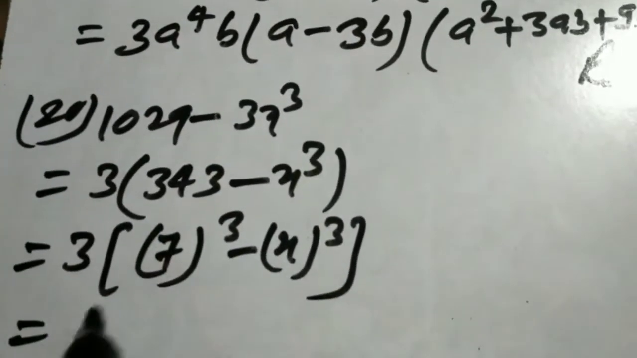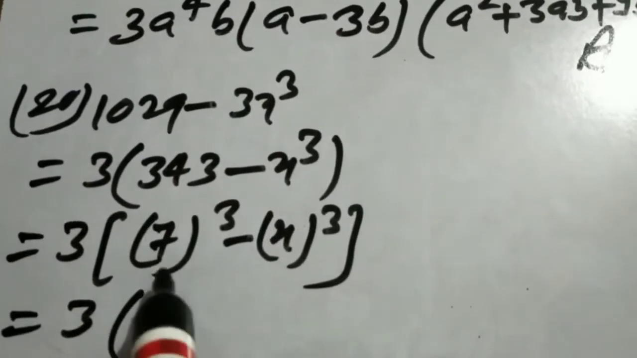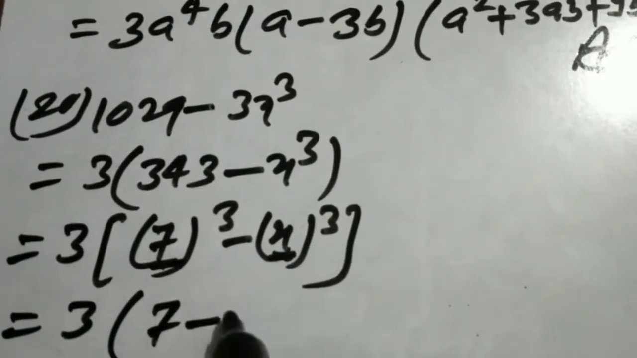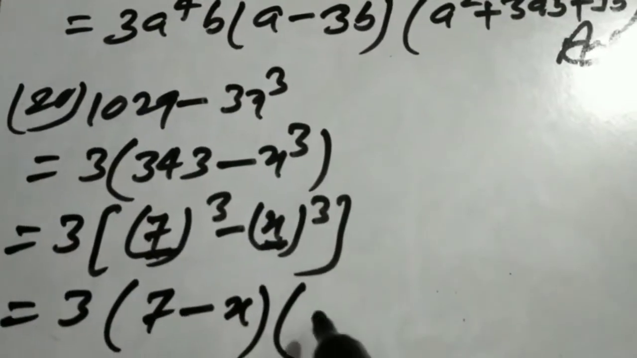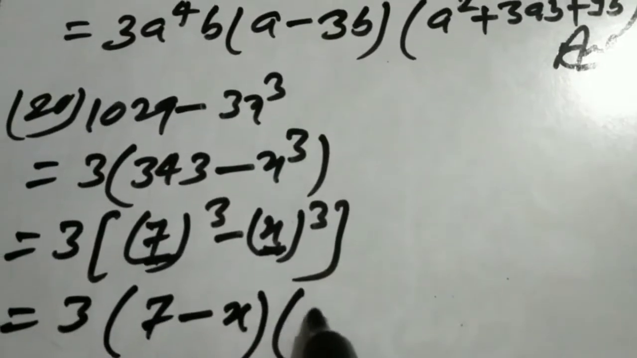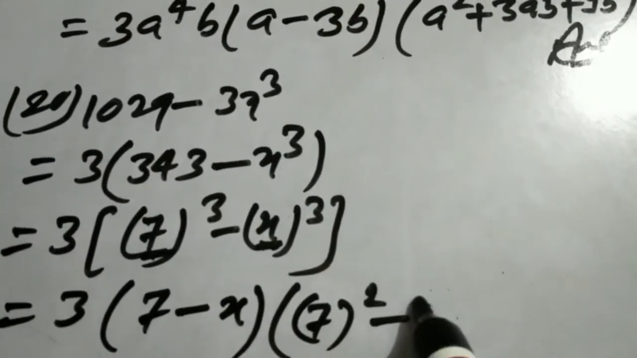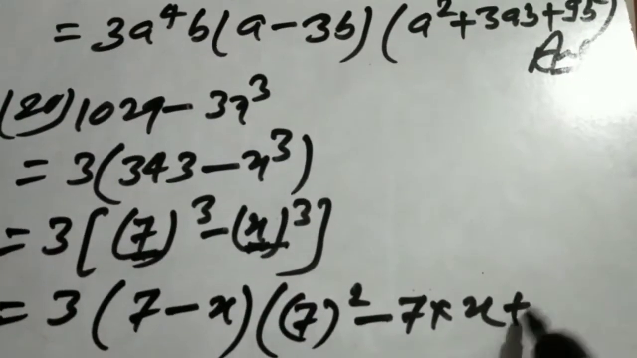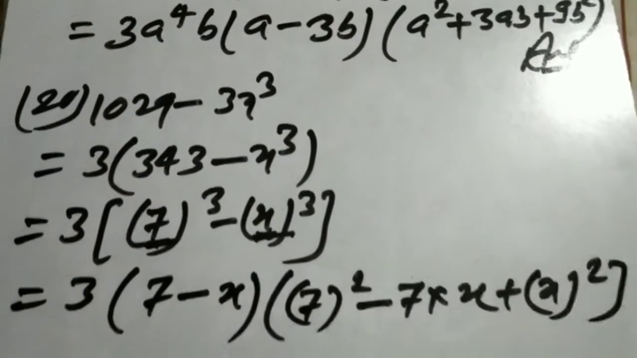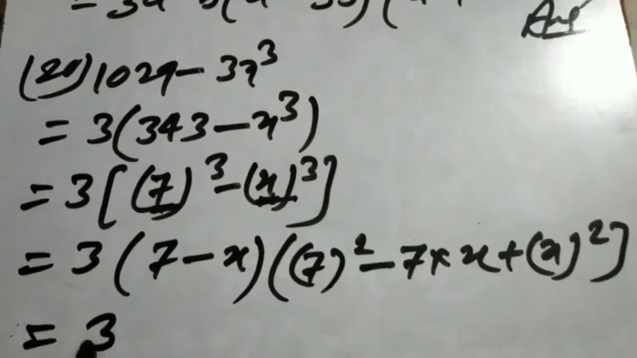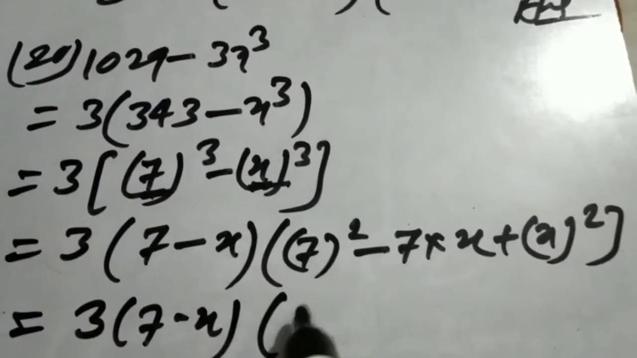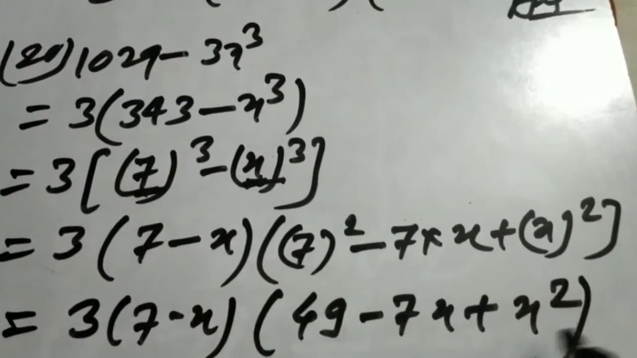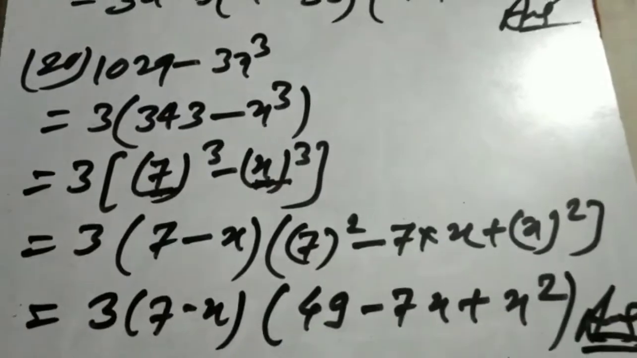Now it can be written as 3 and a minus b. At the place of a you have to write 7 and at the place of b you have to write x, and then in multiplication you have to write a square. So write here 7 the whole square minus a into b, that is 7 into, at the place of b you have to write x, and then b square, that is x square. Then it will be equal to 3, 7 minus x, and 7 square is 49 minus 7x plus x square. This is the answer for the given question.